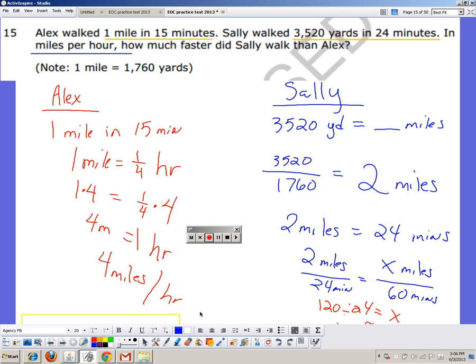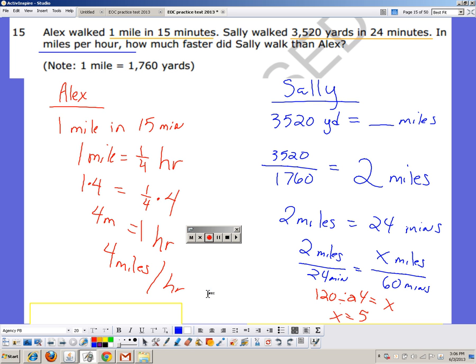So the question says, how much faster did Sally walk than Alex? So we have 5 miles per hour, subtract 4 miles per hour equals 1 mile per hour. So she walked 1 mile per hour faster than Alex.